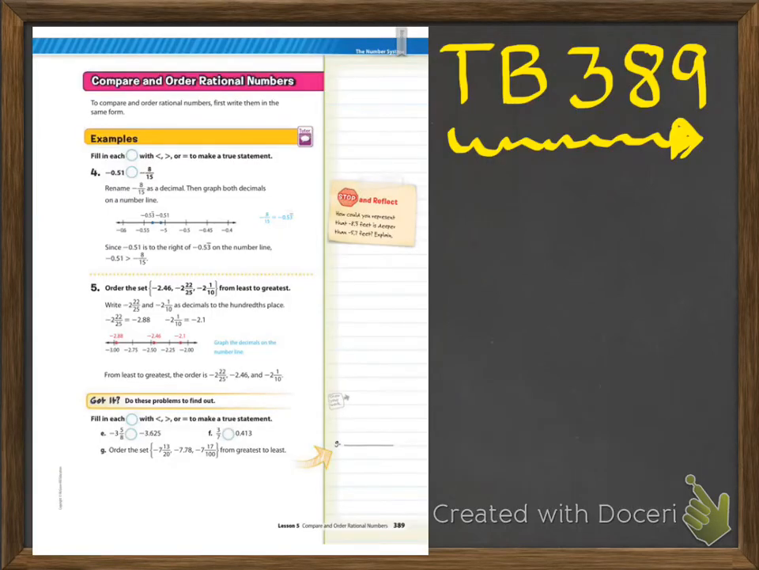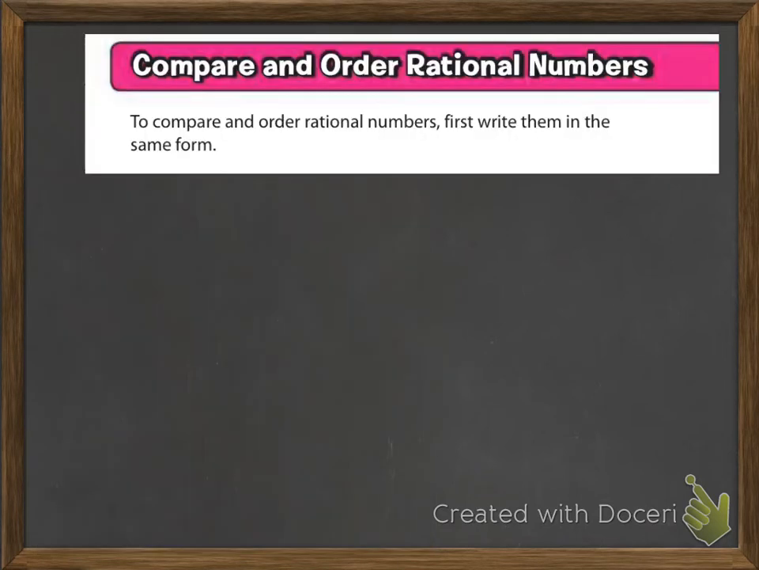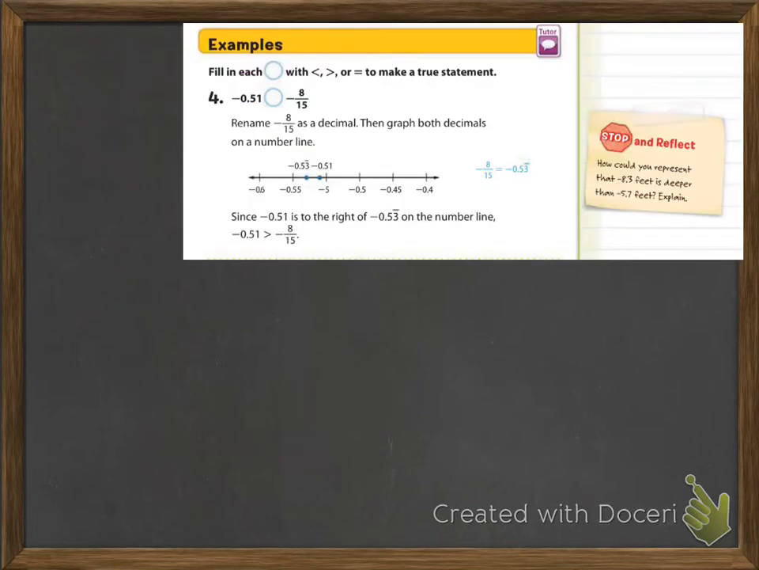All right, so now you want to take a look at textbook page 389, which says to compare and order rational numbers. So it says to compare and order rational numbers, first write them in the same form. So that's going to be important that you're able to write them in the same form. So now it says example 4. And when it says stop and reflect, it says, how could you represent that 8.3 feet is deeper than, negative 8.3 feet is deeper than negative 5.7 feet? Explain. So we're just going to kind of sit on that for a second, and we're going to go ahead and work on our problem.